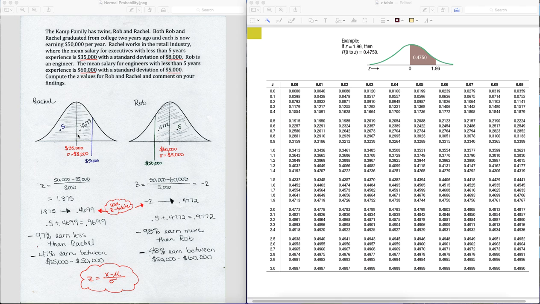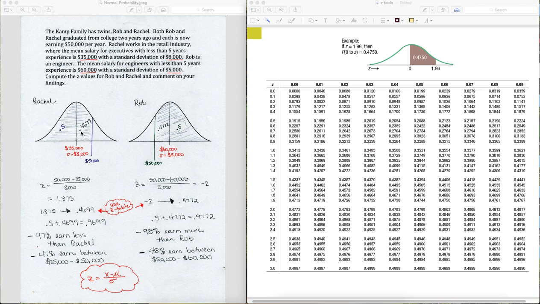So what does that mean? Well, if you take 0.5 plus 0.4699, you get 0.9699. So if you add these two together, you'll see that 97% earn less than Rachel. So she's doing very well for herself, isn't she? We could also see this 47% earn between $35,000 and $50,000. So between $35,000 and $50,000, that's 47% of the workforce.